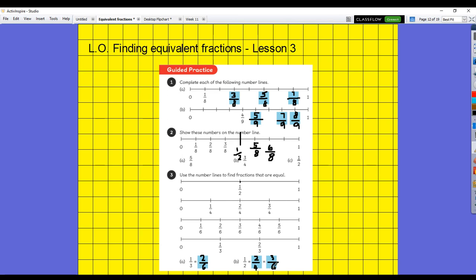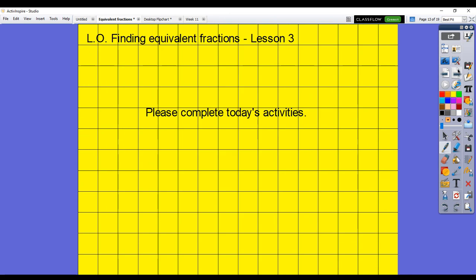Okay, awesome. Right, there's a red task today and a blue task. Okay, so please complete today's activities. Good luck.